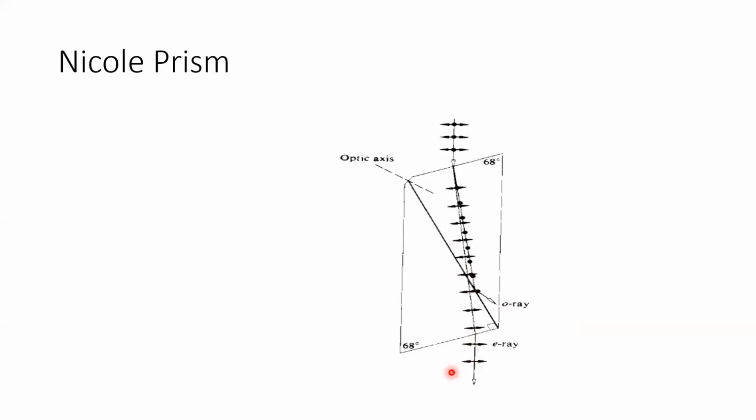So what you then have here is a wave which is polarized. It's a plane polarized, linearly polarized wave, and the polarization direction is in the principal plane of the crystal. Okay, so that's how you are able to create polarized light with the help of a Nicol prism.